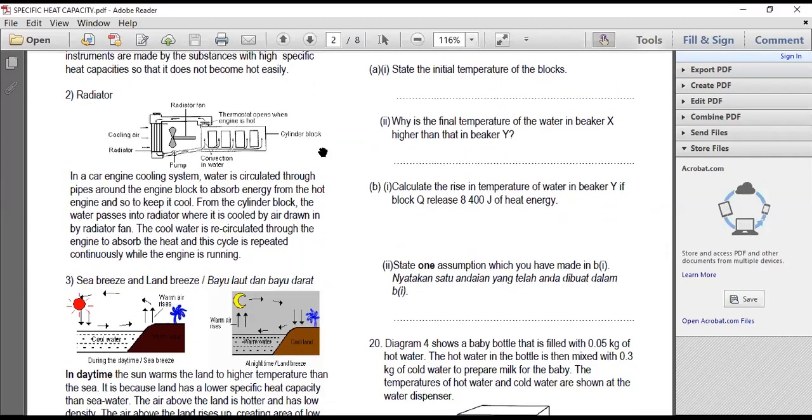Next, we look at the radiator. The radiator is basically to cool down the engine of the vehicle. You have a radiator tank. Water is pumped to this area, which is very close to the engine block. The heat from the engine block will be transferred to the water, and then the water will be pumped back towards the radiator tank. Now the water becomes hot. Here the water is cold, here the water is hot.